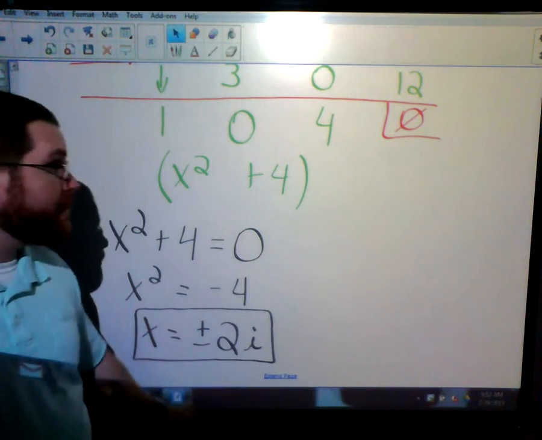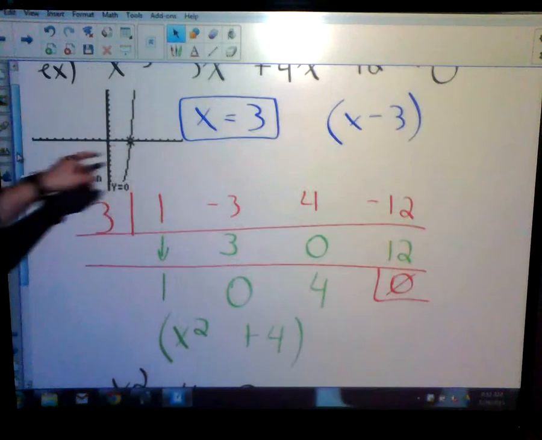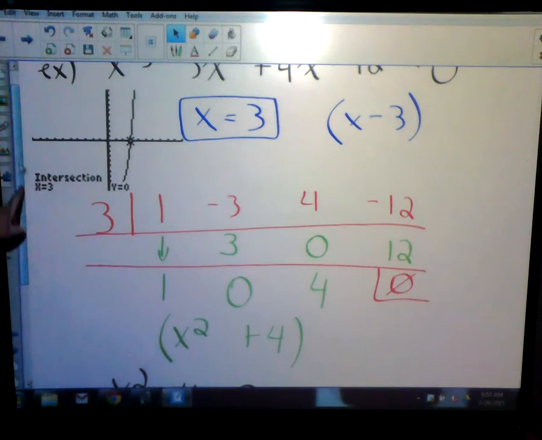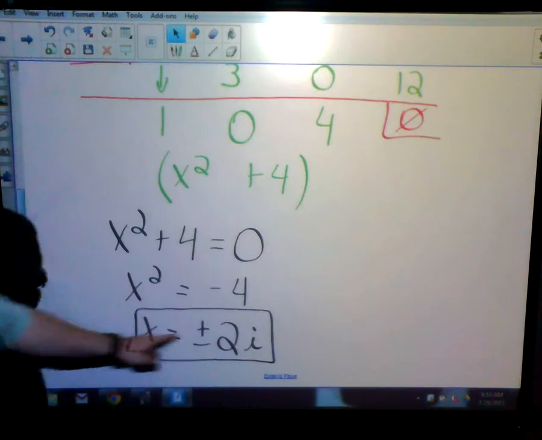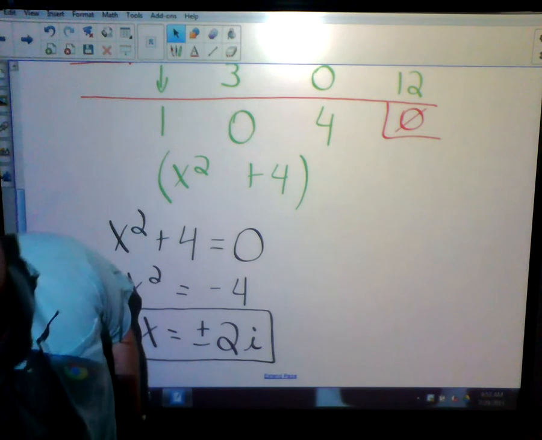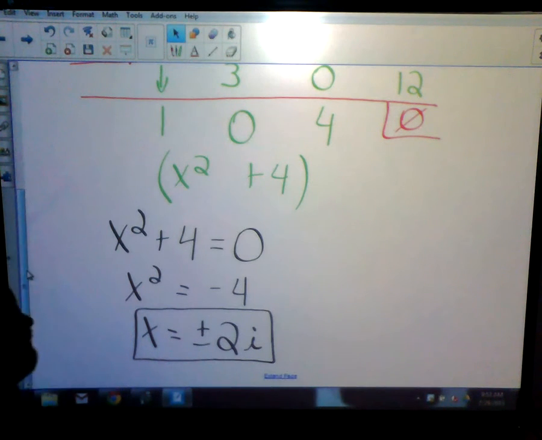How many answers did I find? 1 from the calculator, and dividing gave 2 more from the quadratic. I found 3 answers. I needed 3 answers. I'm done with my problem.